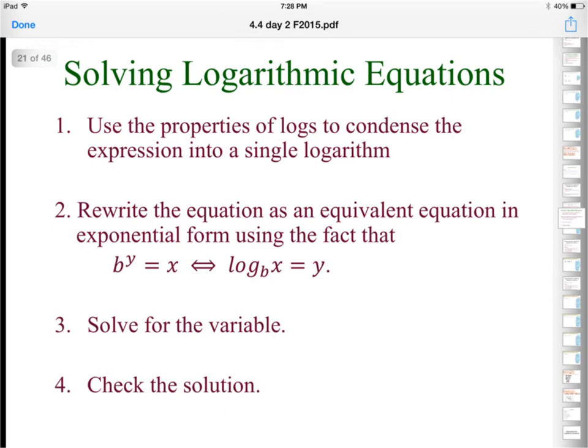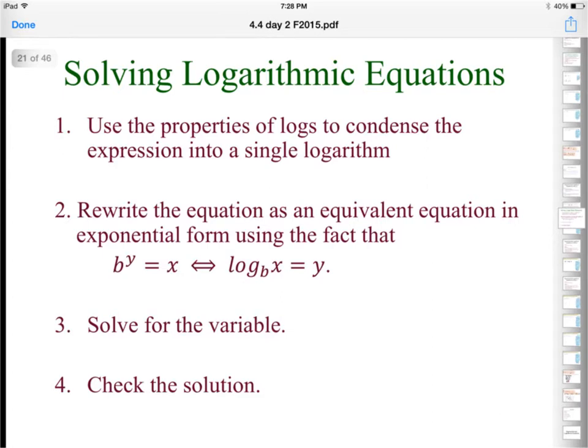Here are a couple steps for solving logarithmic equations. First, you want to use the properties of logs to condense the expression into a single logarithm. Sometimes you'll be given an equation that you don't need to condense, and you can just jump to the next step, but sometimes you will need to condense. Our first problems won't need condensing, but after the first couple examples, we move on to some more complicated problems.